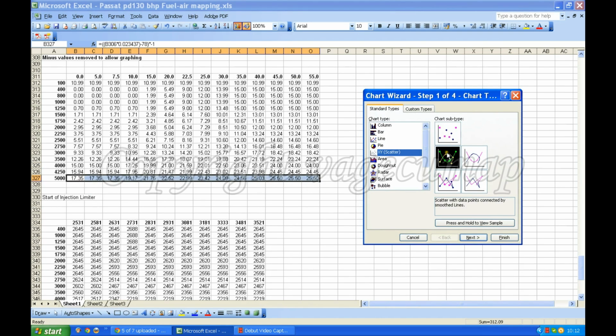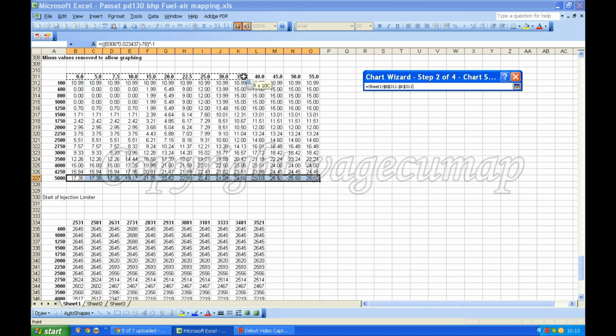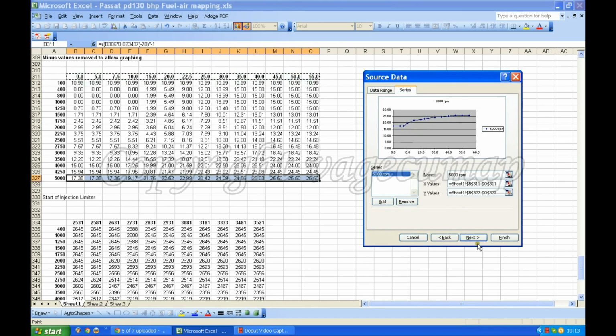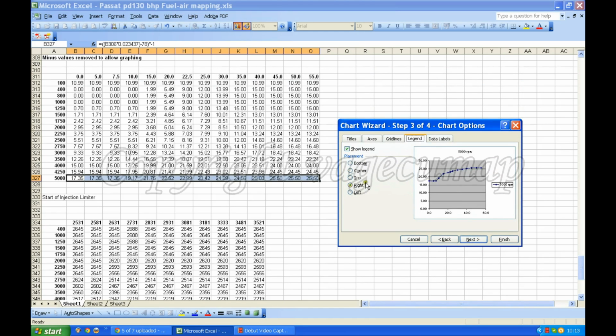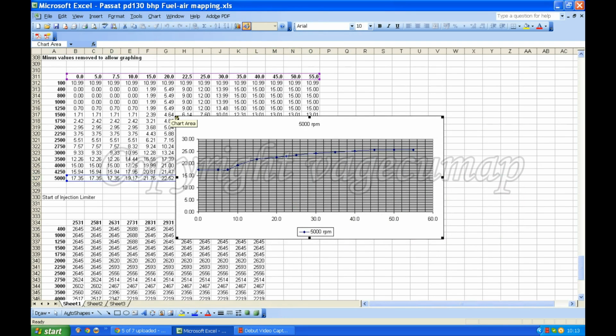So I'm just going to quickly pull this up as a graph. We're looking at 5,000 revs, so I'll call it 5,000 revs per minute, and the x-axis is going to be that information up there, so I'll accept that. I'll either not have a legend or have it at the bottom, and I'll have lots of grid lines because I prefer graphs that look like graphs, and I'll drag that over there to make it a bit bigger.